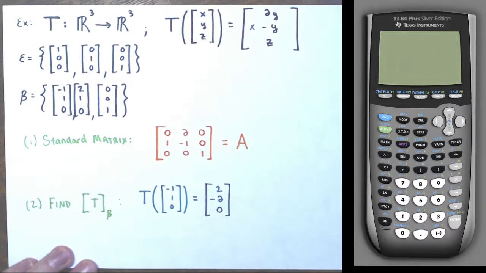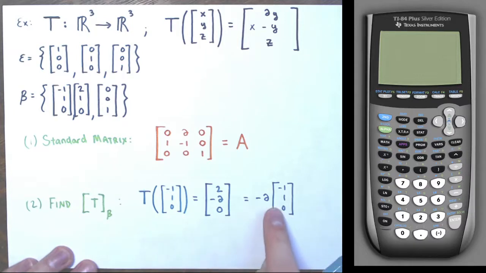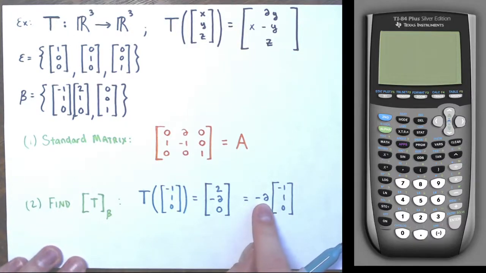All right, now something I'm noticing here. See how this output is simply a scalar multiple of the input, right? Isn't the output here just negative 2 times that input vector? Okay, so that means that this vector is an eigenvector of T. It's a vector that when I plug it in, my output is simply a scalar multiple of the input. And then this negative 2 is an eigenvalue of T.